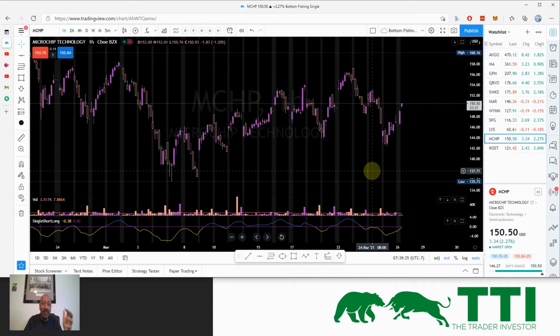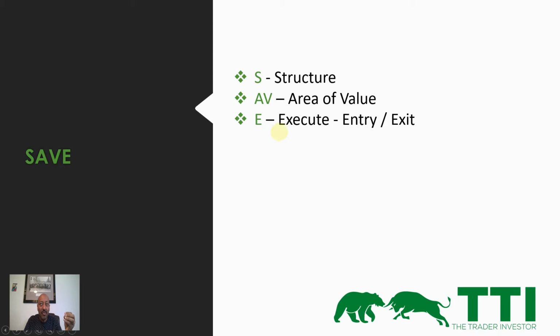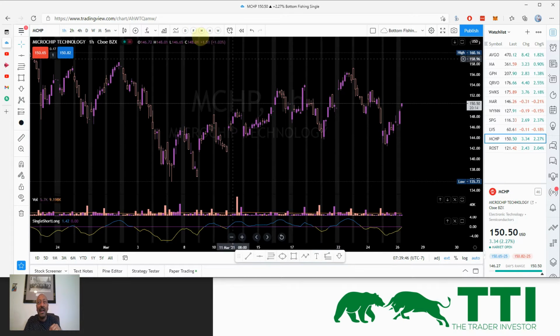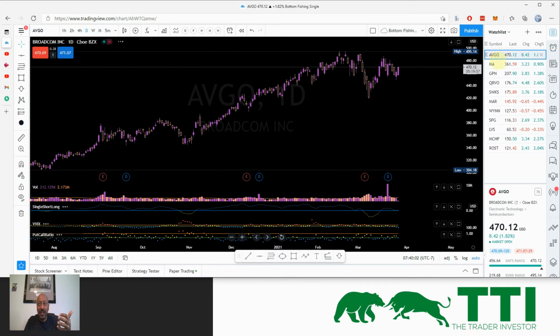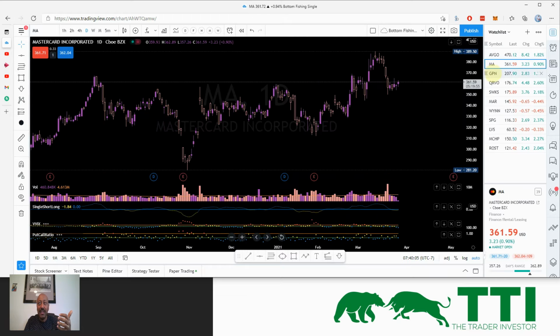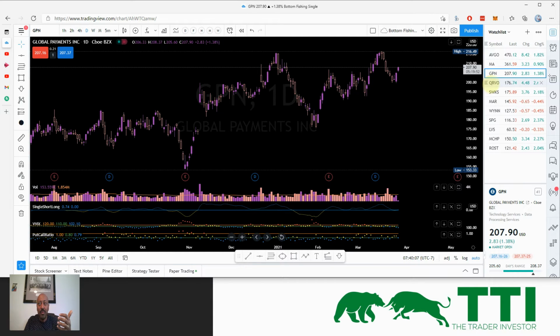As you are aware, my starting point is always safe structure, area of value, and execute. Where do I execute? So when I'm starting from my screener, I'm very confident in it already because it has met some of my criteria. It's in an uptrend, it's having a pullback, and within that pullback is where I want to pull the trigger. So any of them that you look at, they'll have some sort of a pullback and they're in an uptrend.